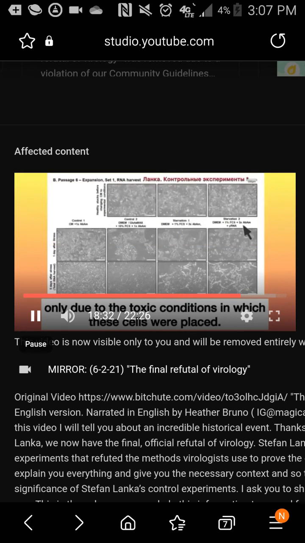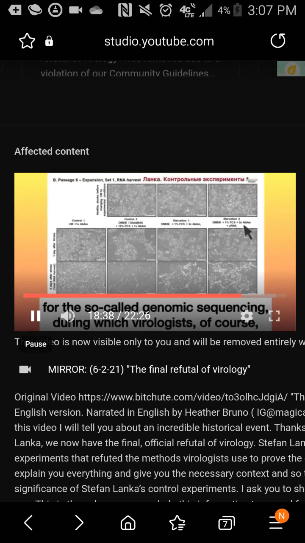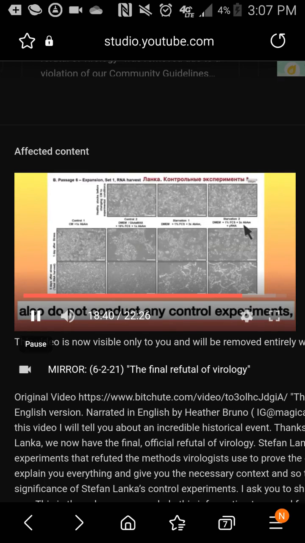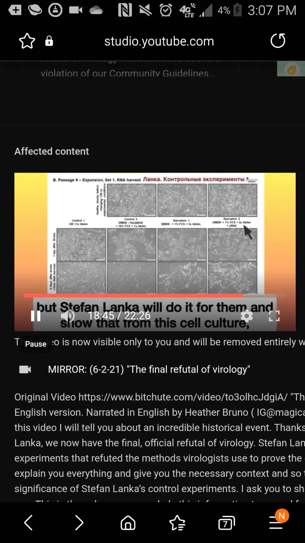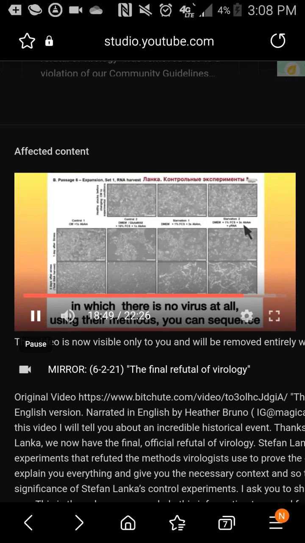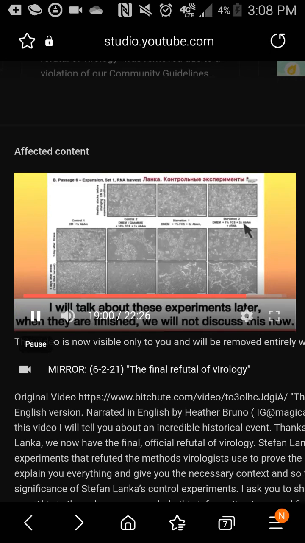cells were placed. The last group was used for further control experiments for the so-called genomic sequencing, during which virologists, of course, also do not conduct any control experiments. But Stefan Lanka will do it for them and show that from this cell culture, in which there is no virus at all, using their methods, you can sequence the genome of SARS-CoV-2 virus, Ebola virus, measles virus, and any virus you want. I will talk about these experiments later when they are finished.